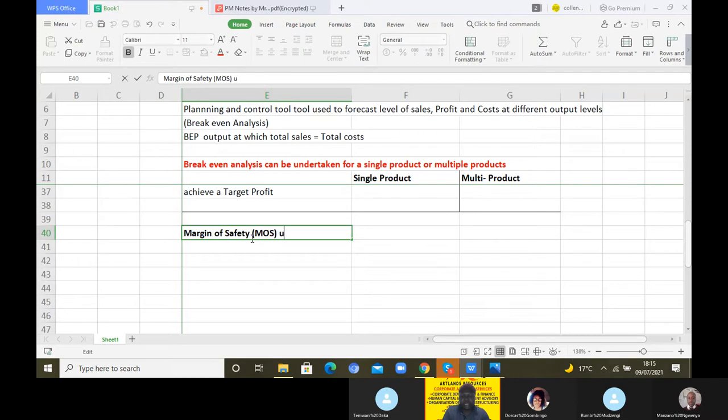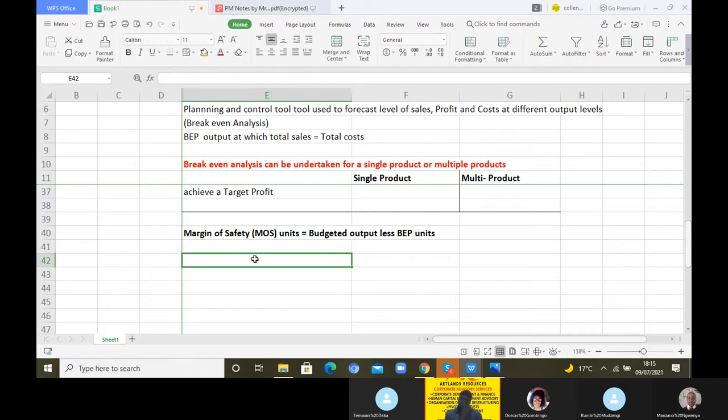You can actually get it in units. You simply say budgeted output minus break-even output, budgeted output less break-even point in units. That's the margin of safety in units. You can also have margin of safety as a percentage. So if the examiner says MOS percentage, it's simply MOS in units divided by budgeted output, multiplied by 100%. That's how you calculate MOS percentage.